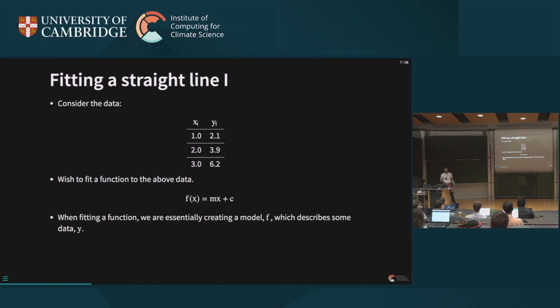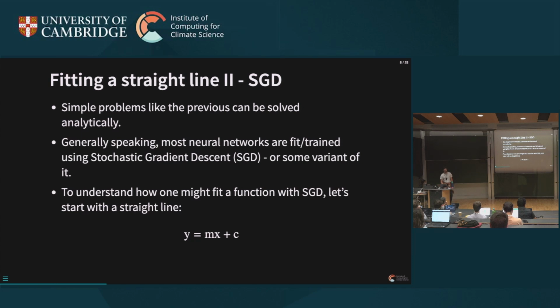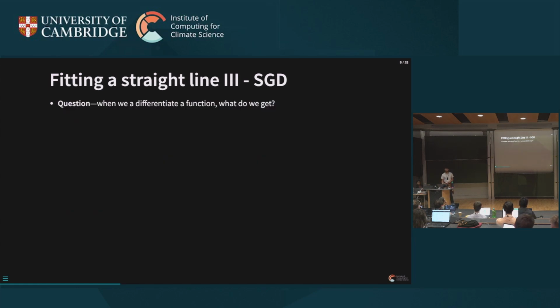So, as I said, we're essentially fitting a model which describes some data y. These problems can all be solved analytically. We don't really need to use any special method for this, but generally speaking, these problems can also be solved using a technique called stochastic gradient descent, or some variant of it. So let's go back to a straight line.